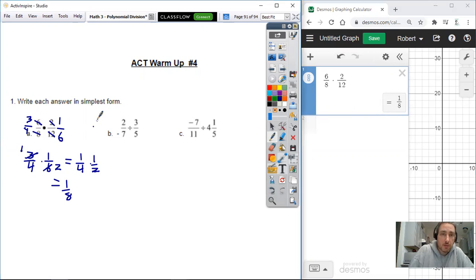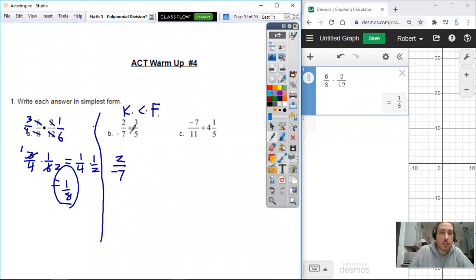All right, let's try the next couple. 2 over -7 divided by 3/5. So when you're dividing a fraction, you want to keep, change, flip. What that means is you're going to keep the first fraction as is, although might I suggest put the negative on the top or off to the side. Change that to multiplication and then flip the second fraction. So that's going to be 5/3. Now 2, 7, 5, 3, they're all prime numbers. You can't really reduce anything there. So you're strictly just going to multiply straight across.